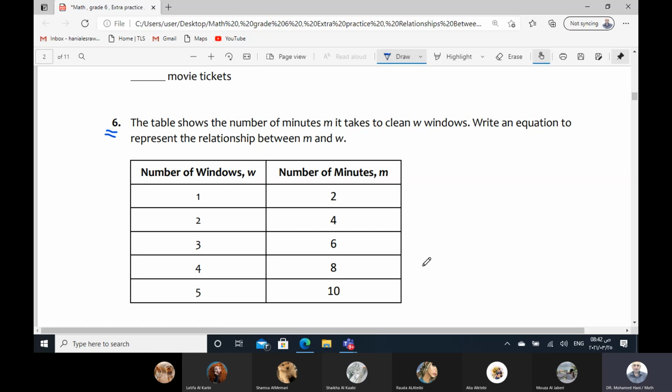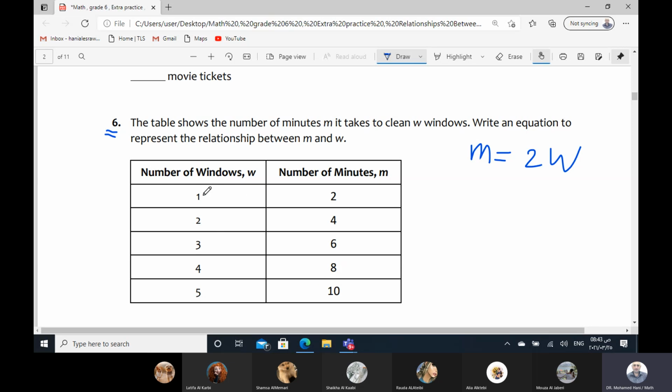You can tell me what is the equation here. As you see here, the first column, the input. Mr., is the answer M equal to W? Excellent. So here we have the input or the independent variable, and here we have the output. And then study the relationship between the two numbers in the two columns. 1 will be 2, 2 will be 4, 3 will be 6, 4 will be 8, 5 will be 10.